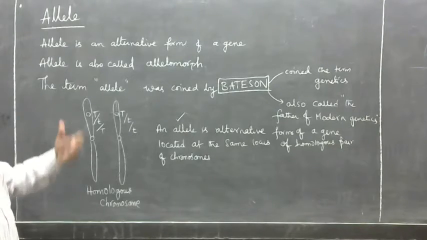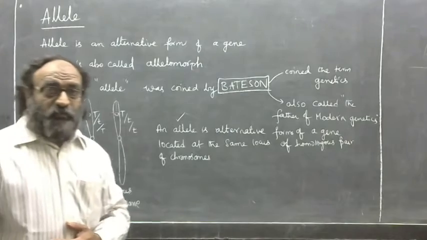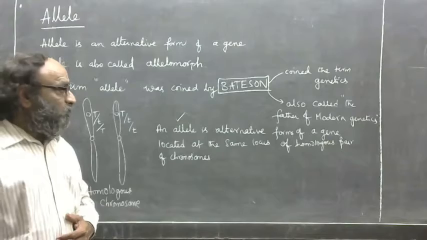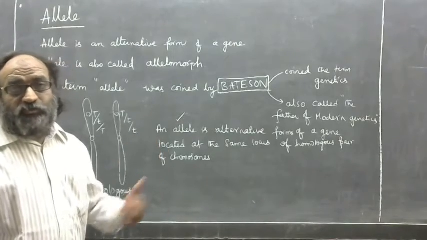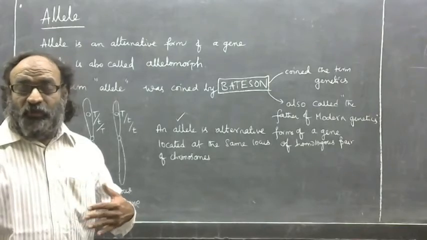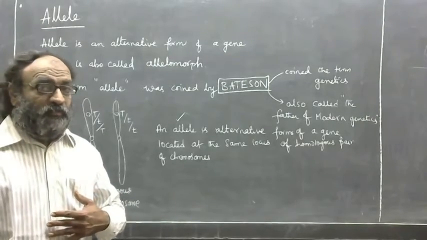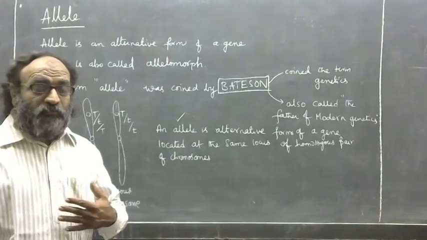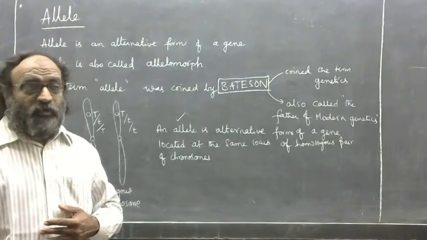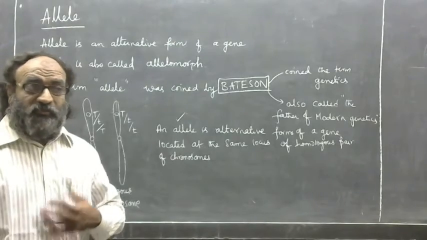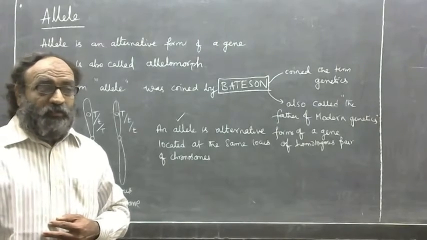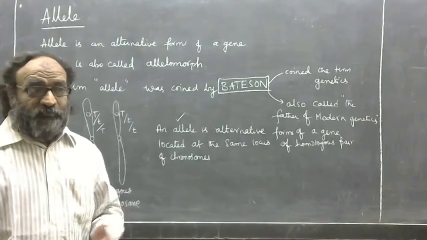That is an allele, and the term allele was coined by Bateson, and it is Bateson who also coined the term genetics, and who is also called the father of modern genetics. Don't get confused. If the question is father of genetics, it is Mendel. If the question is father of modern genetics, it is Bateson. If the question is father of experimental genetics, it is Morgan. If the question is father of human genetics, then it is Garrod.